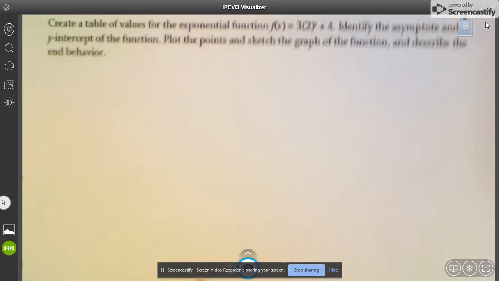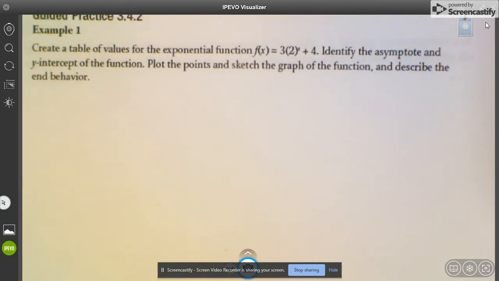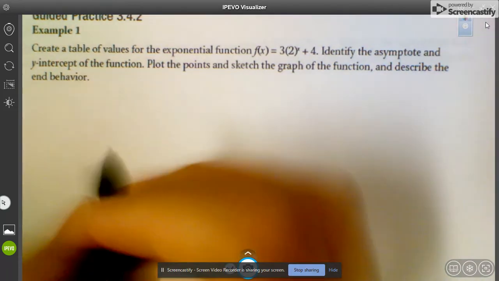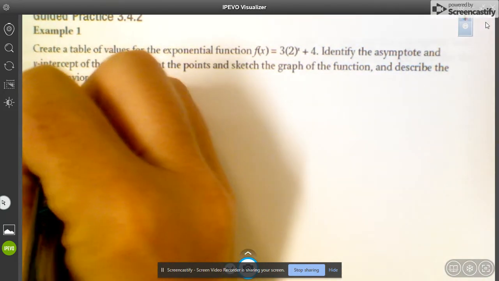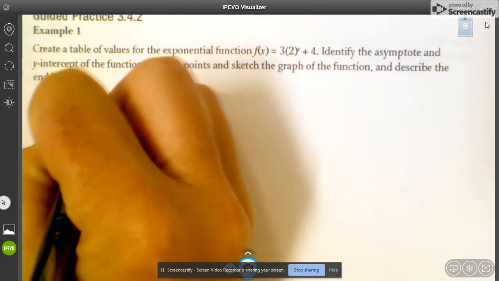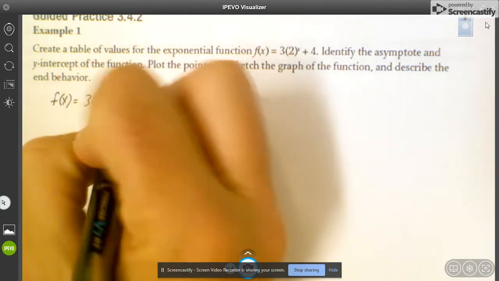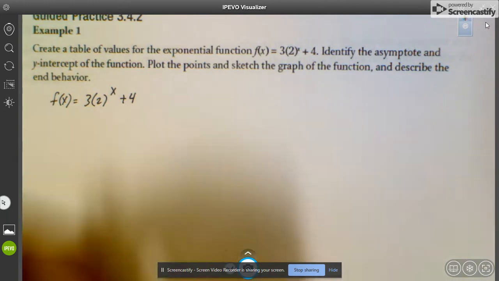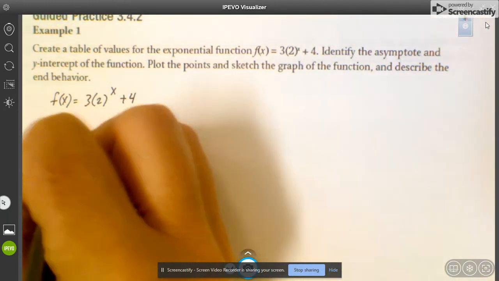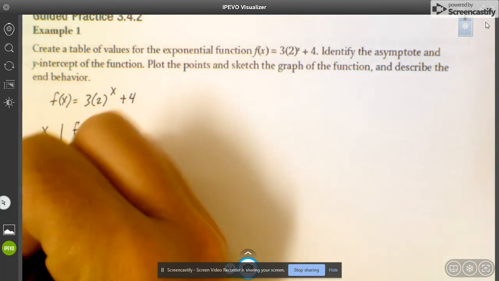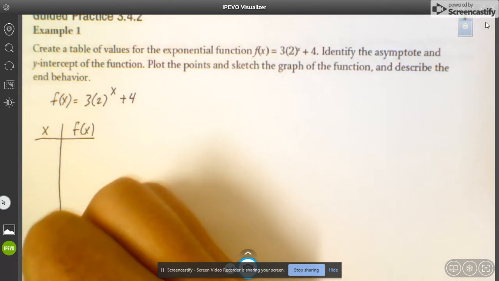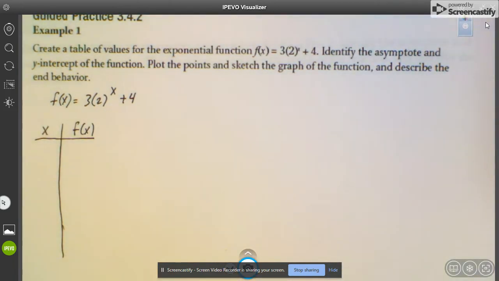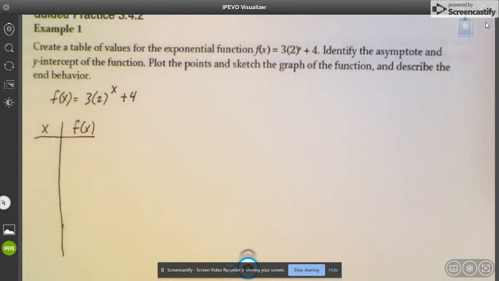All right, so let's get on to example one. It says, create a table of values for the exponential function given here. So that is f of x is 3 times 2 to the x power plus 4. Okay, and I want to create a table of values, so I want my xy chart or my f of x chart. And then I'm also going to need to graph that. So we need to keep that in mind as we're moving forward with this. So the first thing I want to do is figure out my table of values.